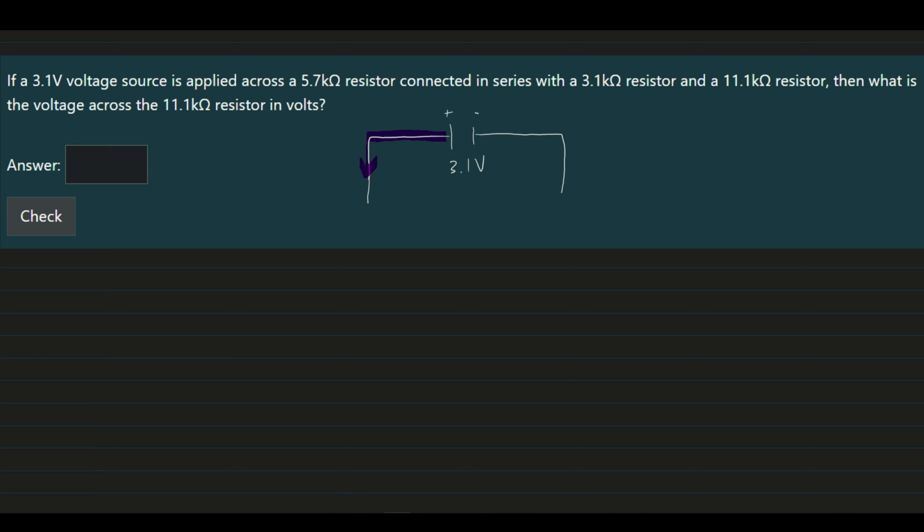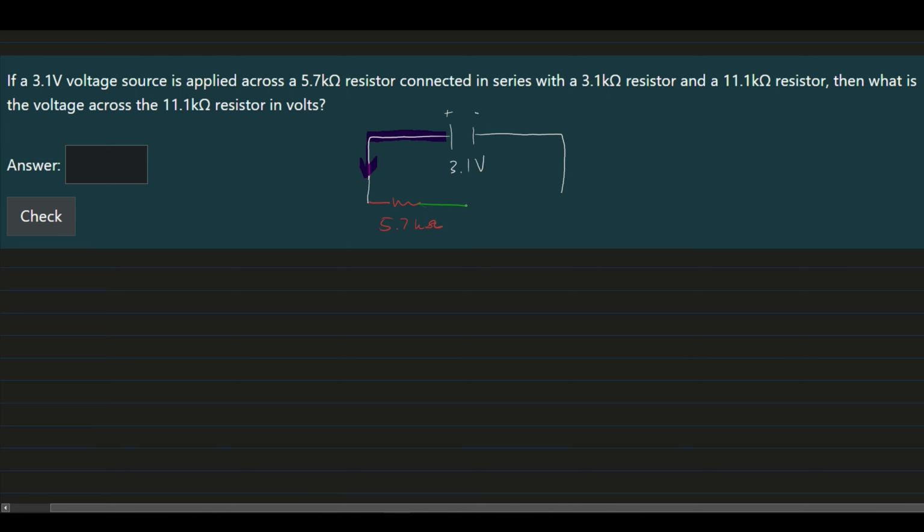And so with that in mind, we can look at our resistors. When we write this out, we have 5.7 kilo ohms of resistance for this first one. This next one, we are going to have 3.1 kilo ohms of resistance. And then for this last one, we are going to have 11.1 kilo ohms of resistance.